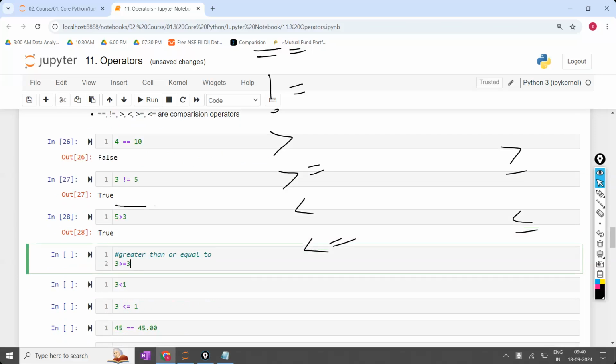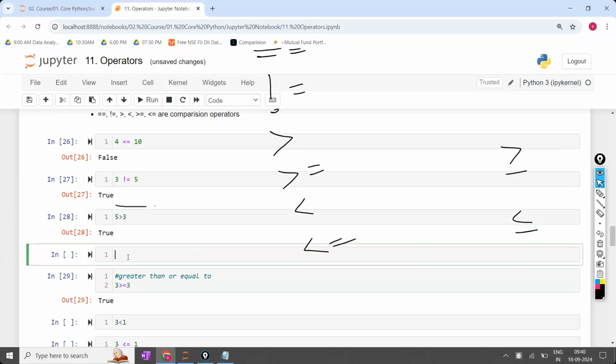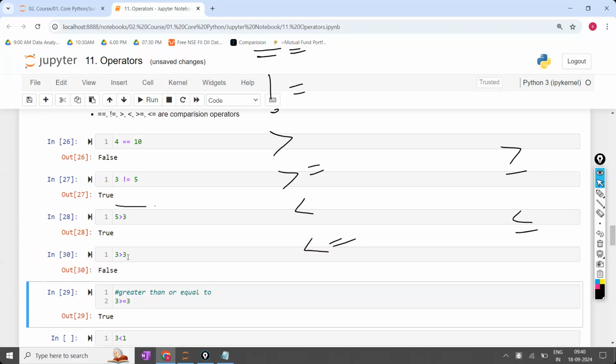3 is greater than or equal to 3. Either it should be greater or equal, any one. Greater than first checks greater. No, 3 is not greater than 3. But 3 is equal to 3. So if you ask whether 3 is equal to 3, yes. If you apply only the greater symbol, is 3 greater than 3? True or false? It is false. 3 is not greater than 3. But 3 is greater than or equal to 3, and since equal to 3 is there, that is the reason it gives true.